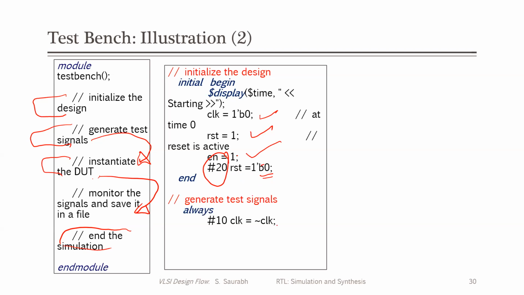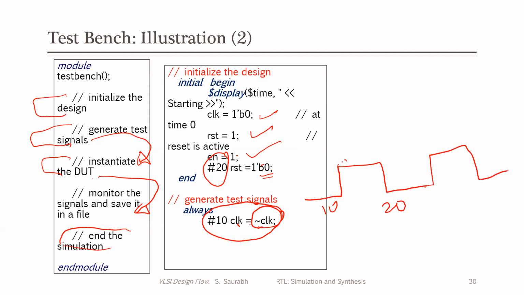Then we generate the test signal. For a counter, the test signal is only the clock, right? So we write that the clock changes to not clock after a delay of 10. So you will have 0, then after 10 time units it will become 1, then after 10 more time units it will become 0 again, and so on. So you will have a clock signal like this, right?